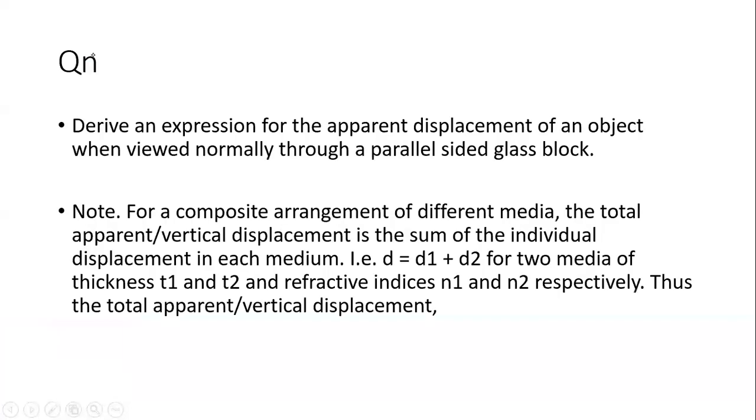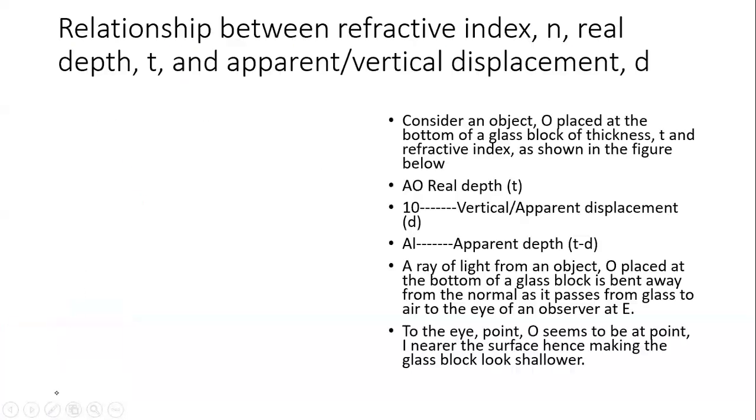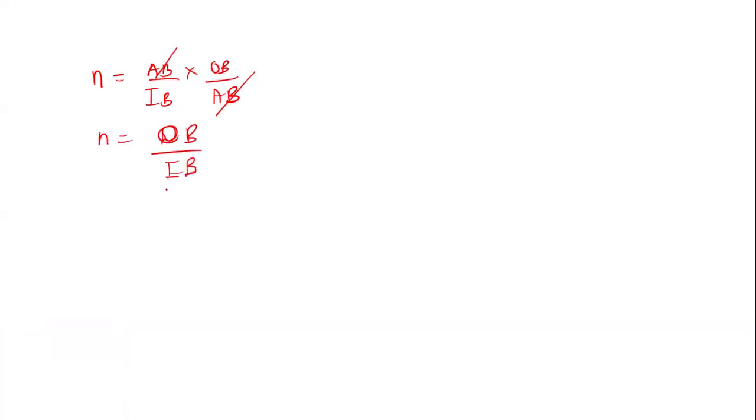So what are you going to get? We have noticed that our N, we have obtained our answer, is going to be AB over IB times OB over AB. You notice that this and this will cancel. So N is equal to OB over IB. So now that is our N.